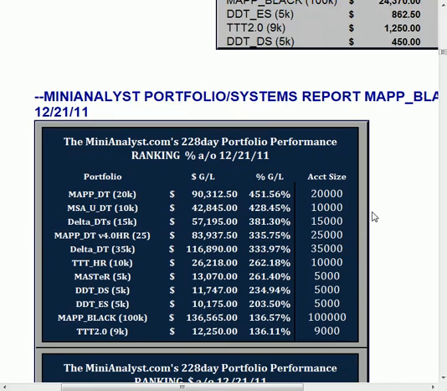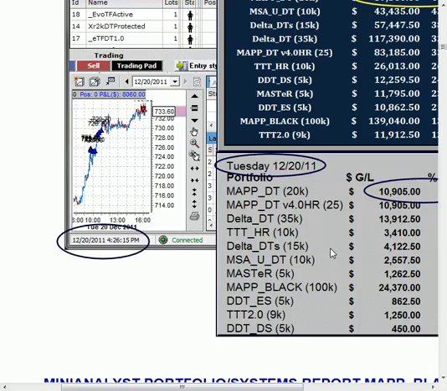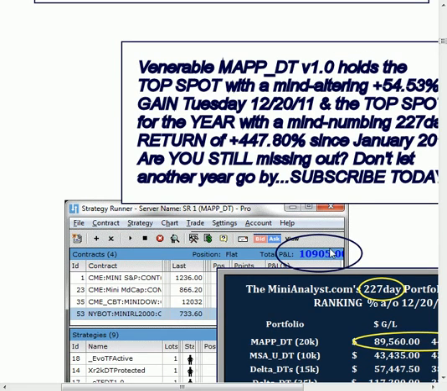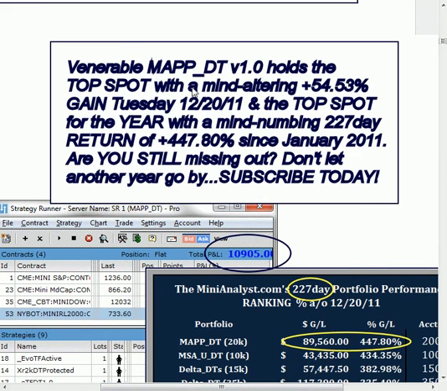And actually, that's right there. So here's the Federal Map DT version 1.0 holds the top spot with a mind-altering 54.53% gain Tuesday, the 20th day of December 2011, and the top spot for the year with a mind-numbing 227 days. There are about 250 trading days in a year. Return of 447.8% since January. Are you still missing out? Don't let another year go by.